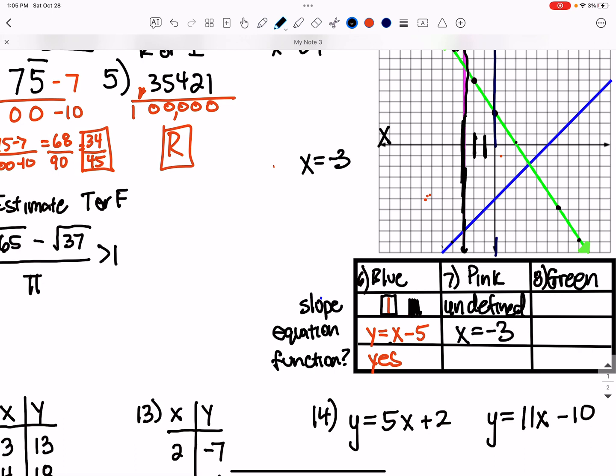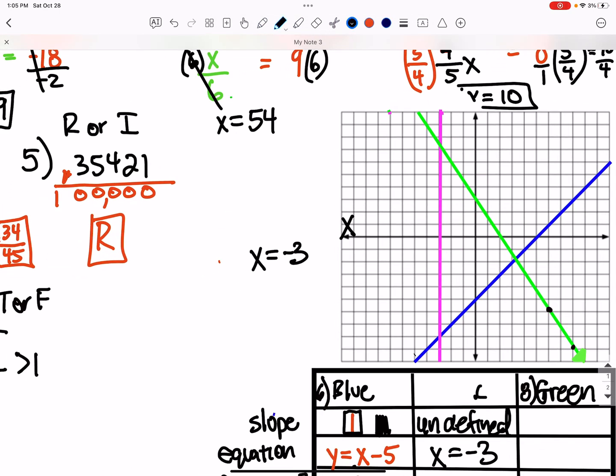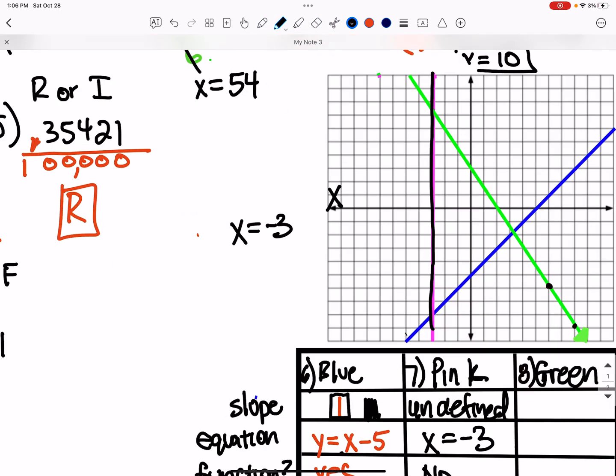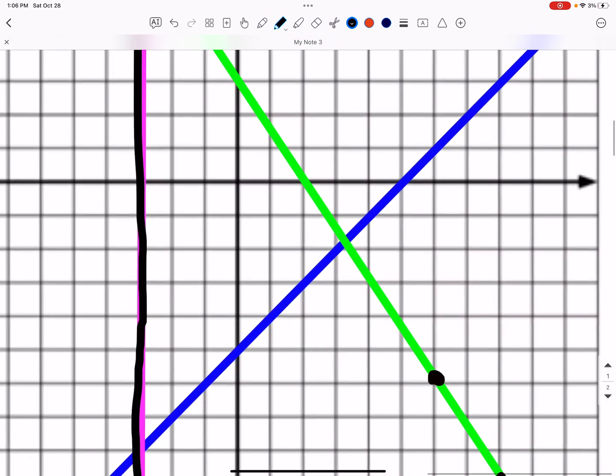Is it a function? Nope. Because all of the points are on top of each other. So if you try to draw the vertical line test and we're like, wait, if I draw a straight up and down line, I hit all of the points. That's illegal, not a function. Okay, let's see, that was the pink line for number 7. Number 8, the green line. Okay, let's see.